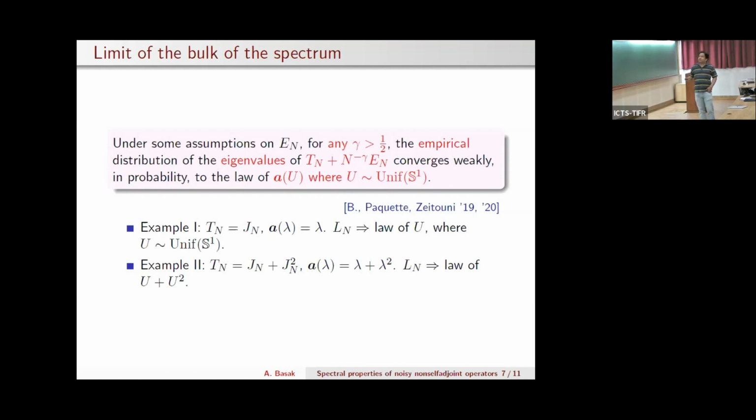And for the Lemniscate case, the limit should be the pushforward of the uniform measure on the unit circle by the symbol. So it means that the limit is just the law of u plus u squared, where u is uniform on the unit circle.